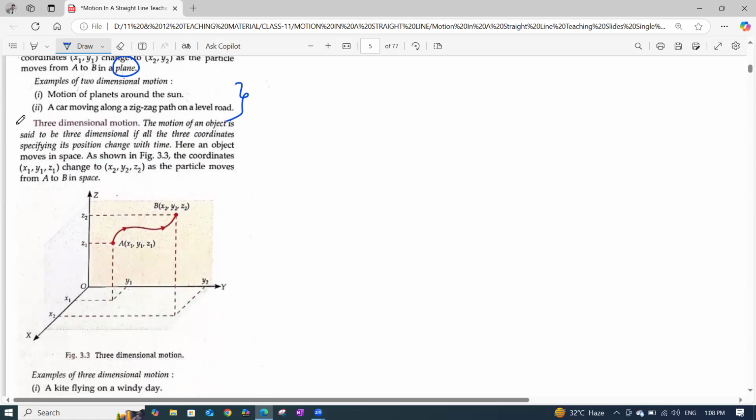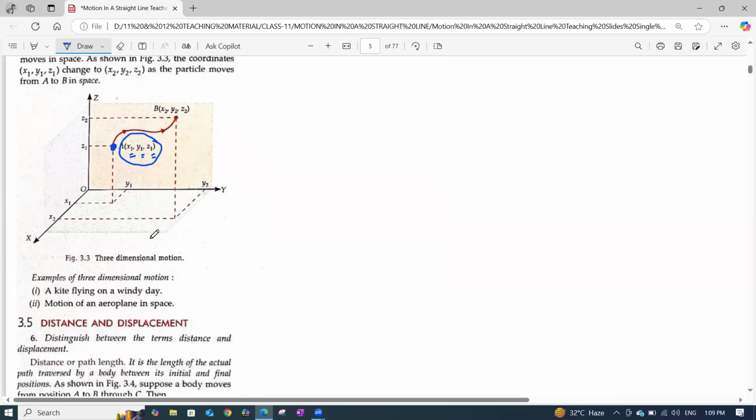Coming to the third type of motion, three-dimensional motion. In one-dimensional motion, only one axis will come into act. In two-dimensional motion, two axes. And in three-dimensional motion, all three axes we are taking, like x-axis, y-axis, z-axis. If you want to mention this point A, we tell like x1, y1, z1. Means from x-axis, x1 units, from y-axis, y1 units, from z-axis, z1 units. So we are taking all three axes, so this motion is known as three-dimensional motion. Examples like a kite flying on a windy day. So consider there will be a kite.